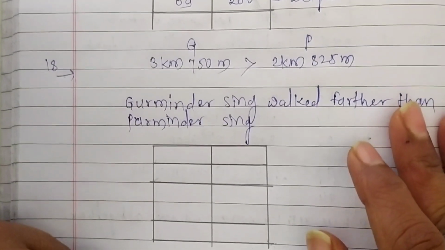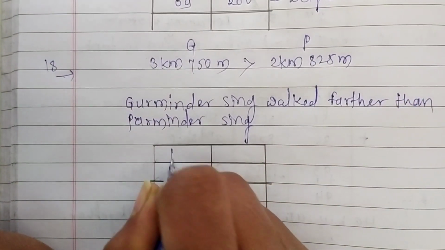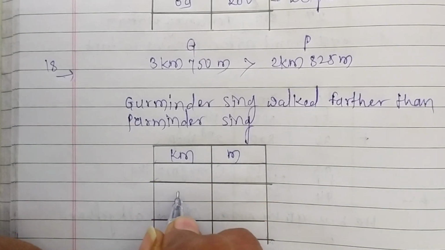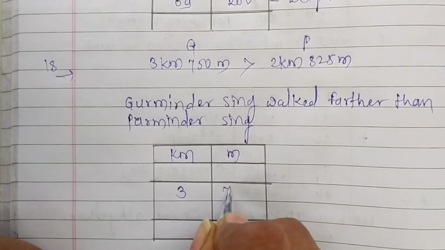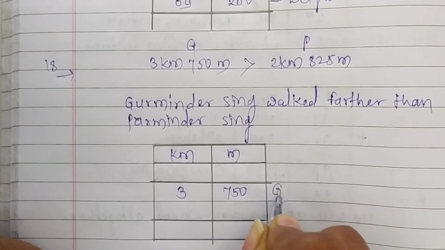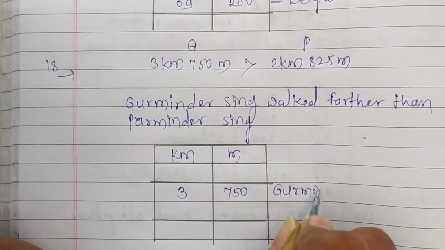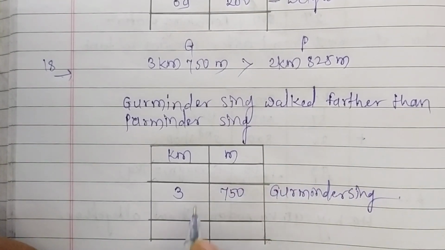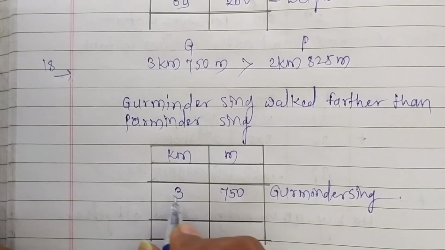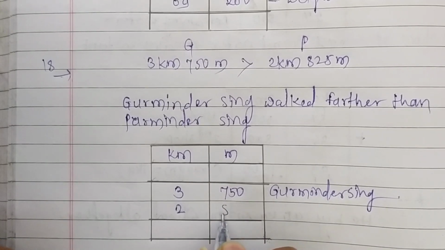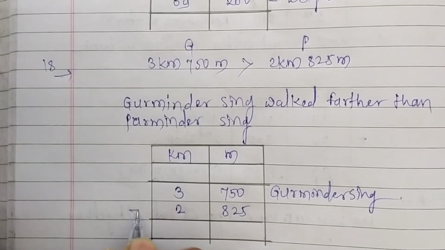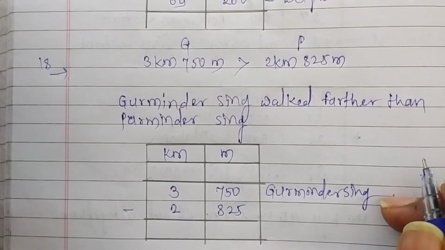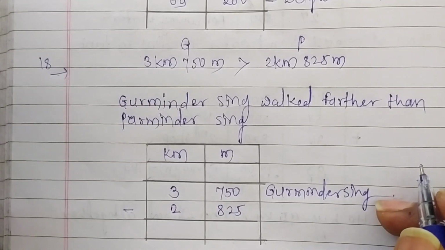Let's write here the units, kilometer and meter. Gurminder Singh's walking distance is 3 kilometer and 750 meter. This is the distance of Gurminder Singh. And Parminder Singh's walking distance is 2 kilometer and 825 meter. We have to subtract. So can we find by how much Gurminder Singh walked farther?